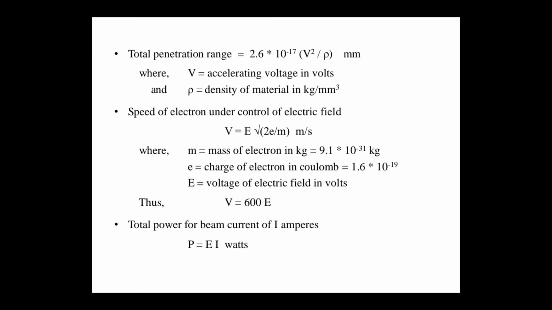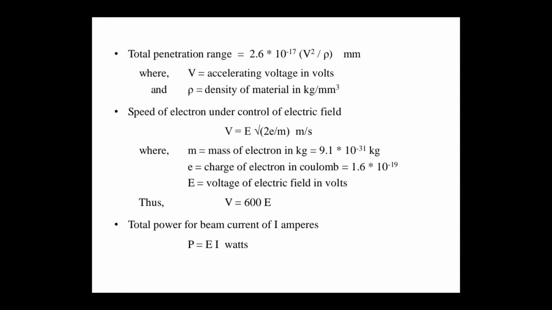Now here I have shown some formulas which are required to calculate the MRR. So if you want to calculate the total penetration range, then you can use this formula: 2.6 times 10 to the minus 17 in bracket V square divided by rho. So V means the accelerating voltage in volts, and rho is the density of the material.